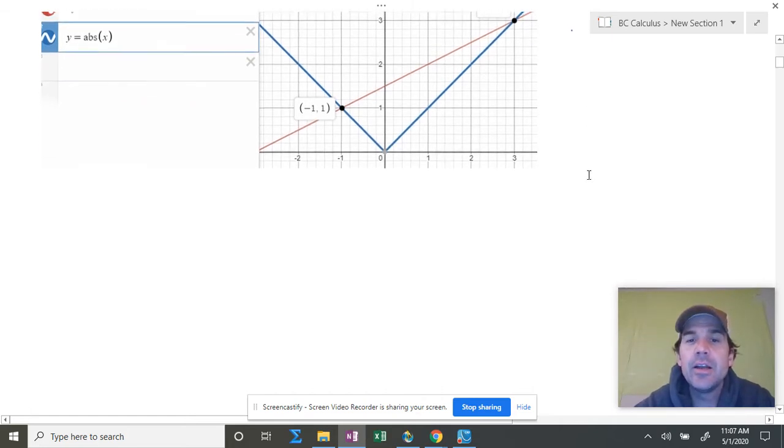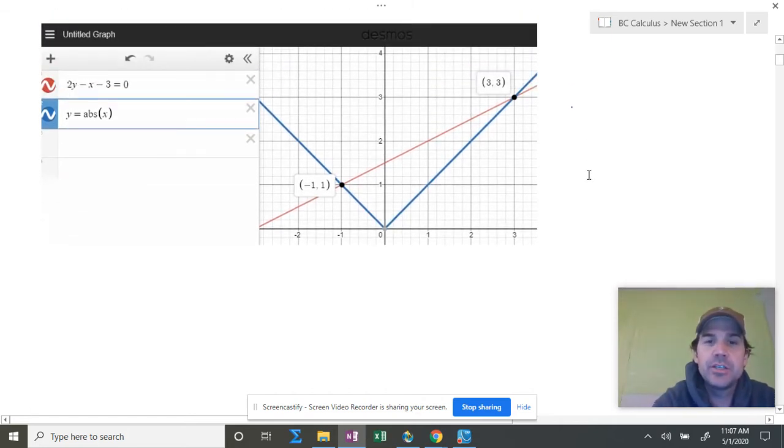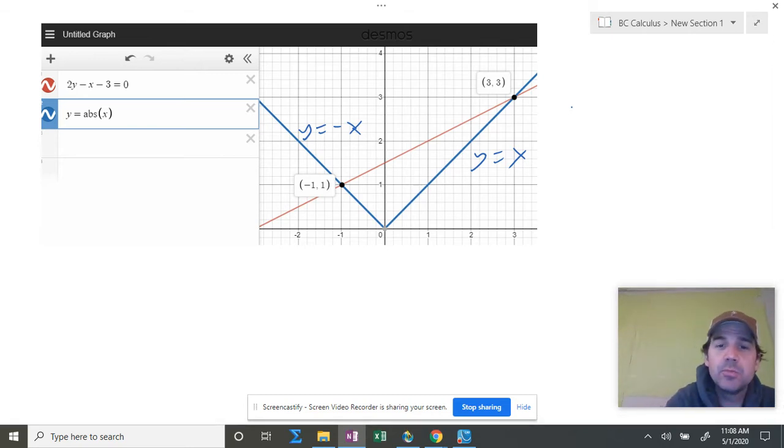To find the area, you have to be a little bit careful because you are switching between one curve and the next with this absolute value. This curve up here is y equals negative x when x is negative, and this is y equals positive x. So you have to be careful there. We're going to sweep along in the x direction. That's definitely how you want to do this problem.